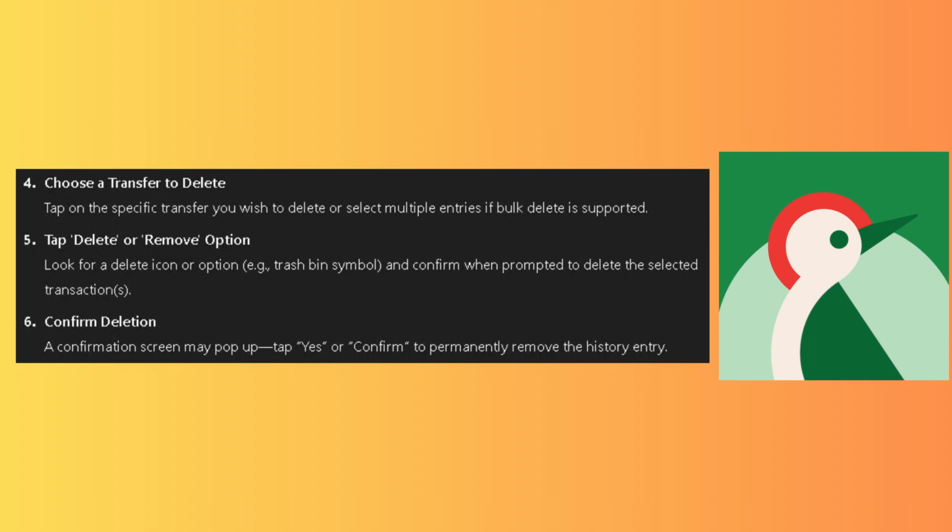Tap on the specific transfer you wish to delete, or you can select multiple entries if you want to bulk delete them. Tap delete or remove option. Look for the delete icon or the trash bin symbol, where you can confirm when prompted to delete the selected transactions.